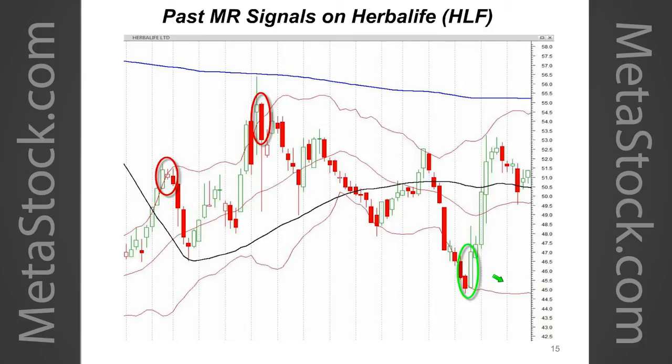We have two shorts and we have one long. All three are profitable. So we have here stock trading nicely above the upper Bollinger Band. We have an intraday high that is at least 10% above the 20-period moving average. The Bollinger Bands, as you can see, are really nice and wide and getting wider. And we have this reversal candle right there at the upper Bollinger Band. You would enter on the close of that day.